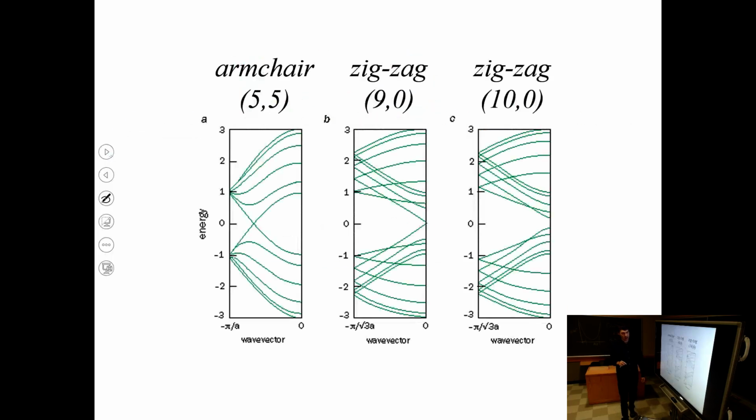And these are some examples of calculations using that formula for different rolling vectors. And once again, you can see that sometimes you have no gap, sometimes you have a gap, depending on numbers N and M.